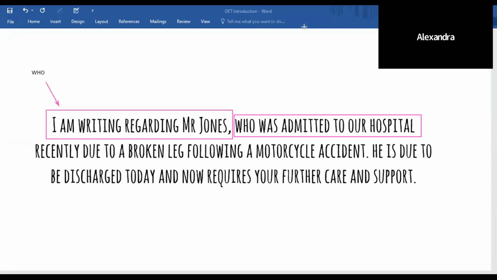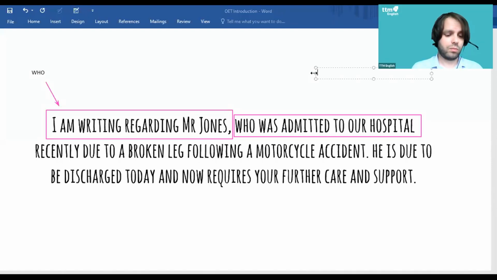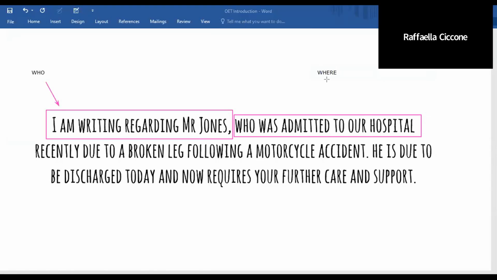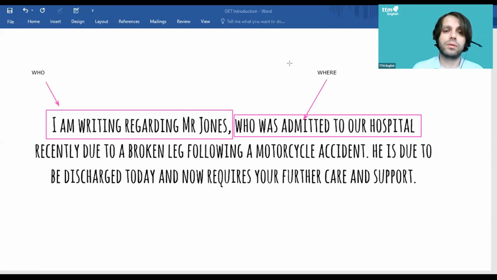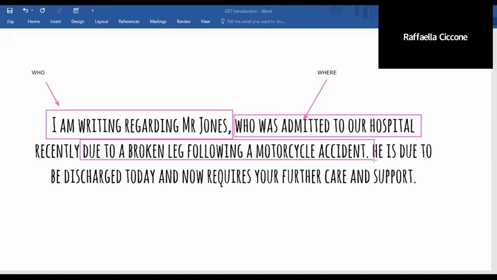Where? This tells us where, doesn't it? And it's in the hospital. Okay. And the last bit of this sentence 1, what's it telling us, guys? Why? I'm going to call this the why.